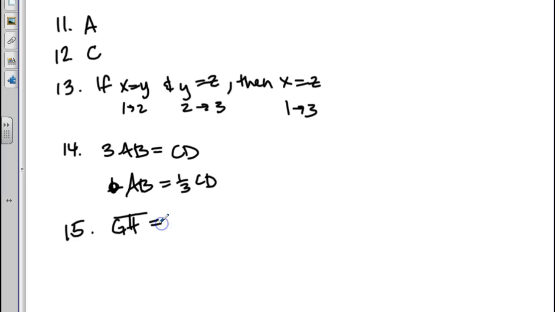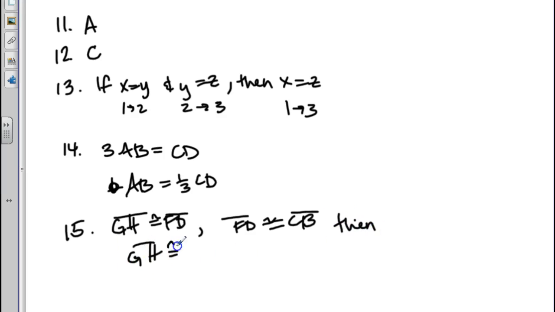Segment GH is congruent to segment FD. And then segment FD is congruent to segment CB. And then segment GH is congruent to CB. And so 1 to 2, 2 to 3, 1 to 3, transitive property. So number 15 is C.